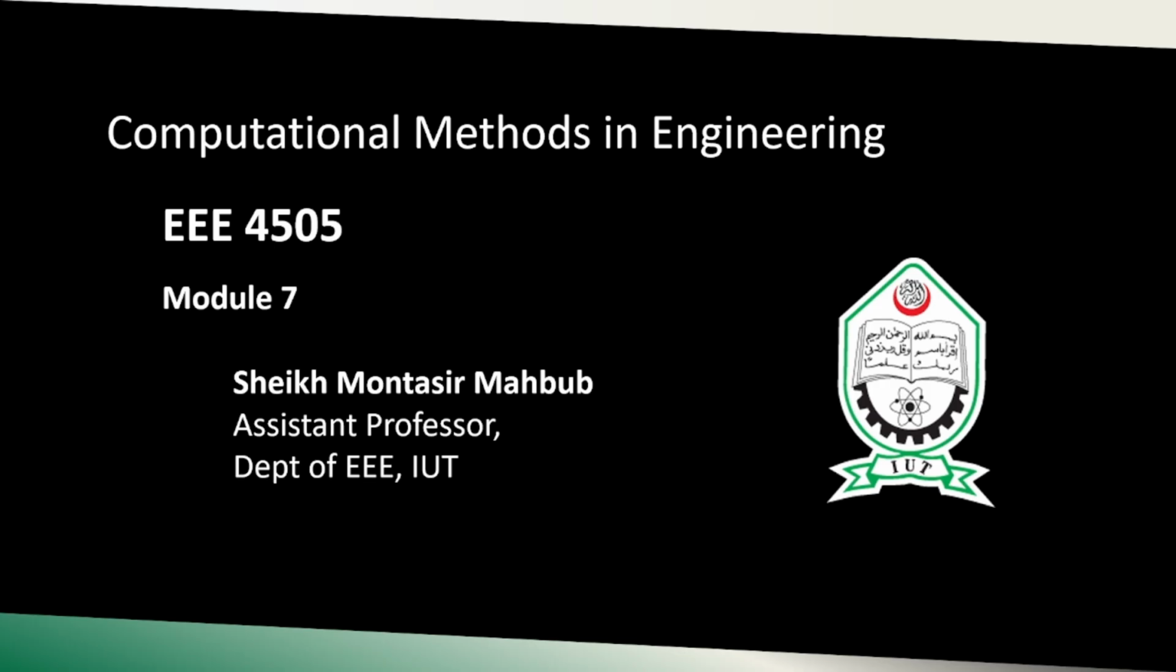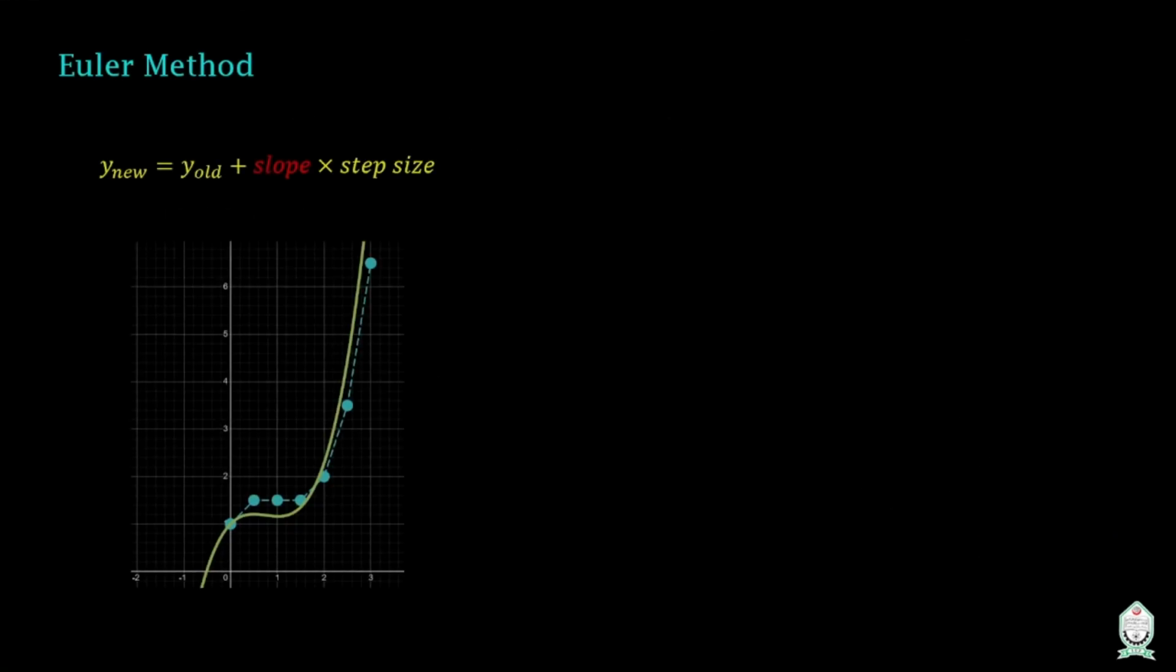So far we have seen how we can solve differential equations using numerical methods. Basically we have seen one numerical method, that is Euler method, and in Euler method the formula that we use to find different values of y as we move along the x-axis is y new is equal to y old plus slope into the step size.